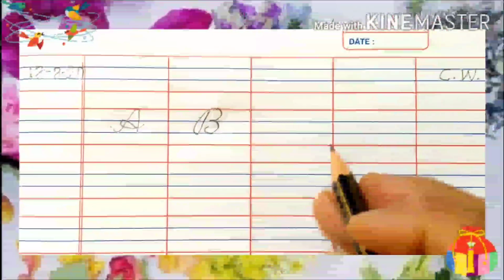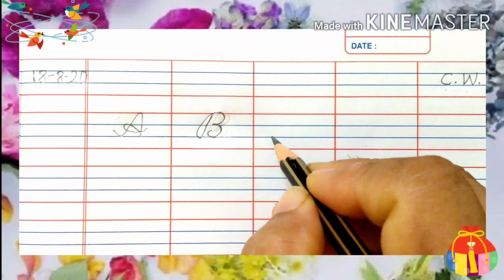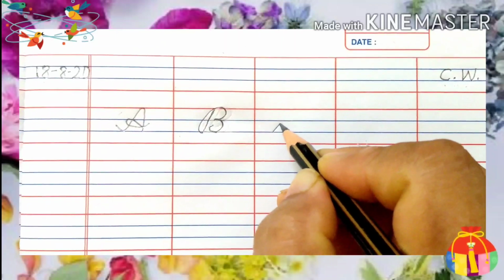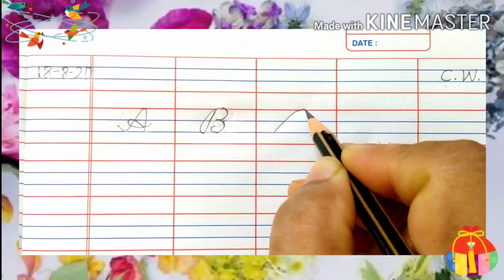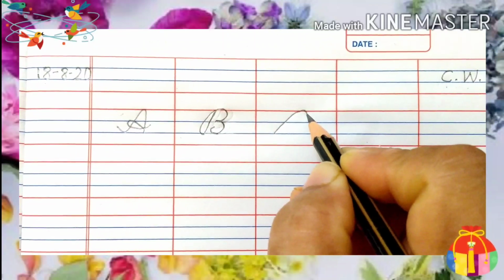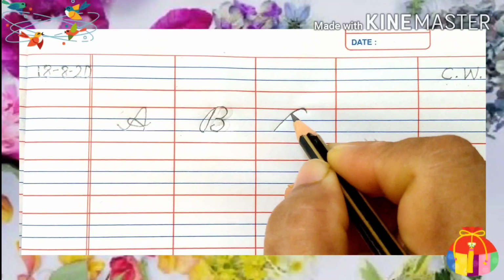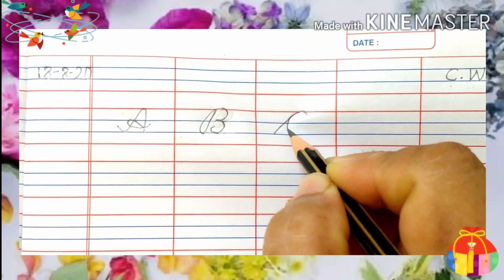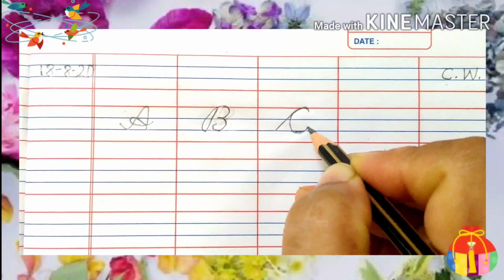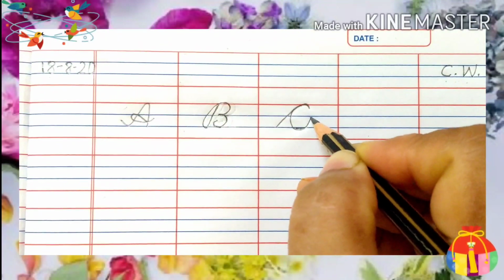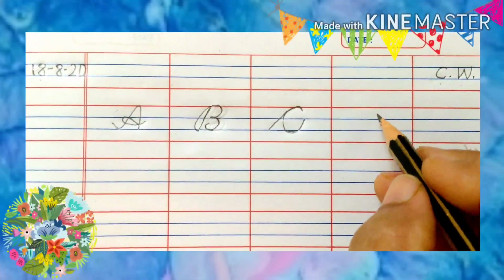This is B. Next letter is C. Put your pencil on the third line. Make a slant line. Touch it to the top line. Curve it like this. Drag your pencil and curve it towards right and touch it to the second line. C.